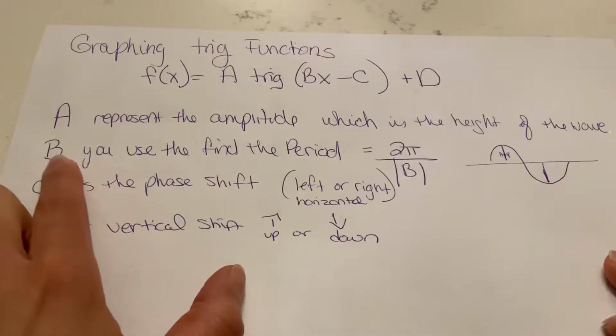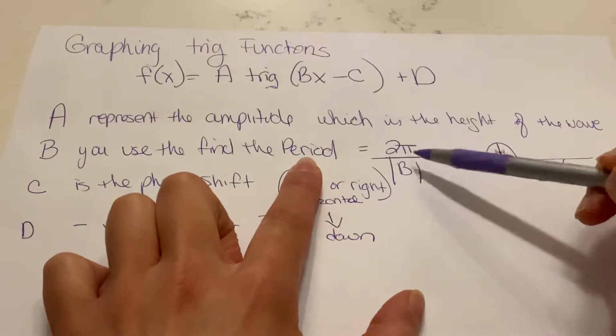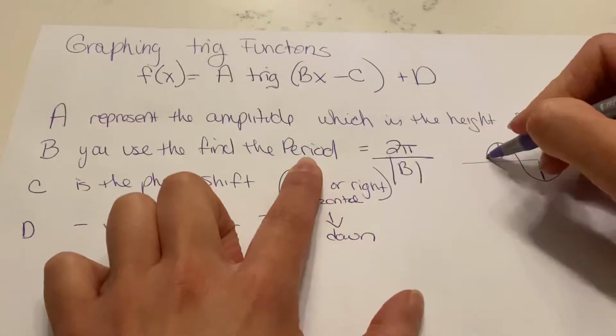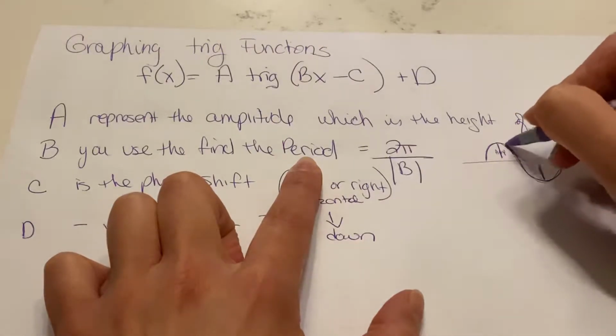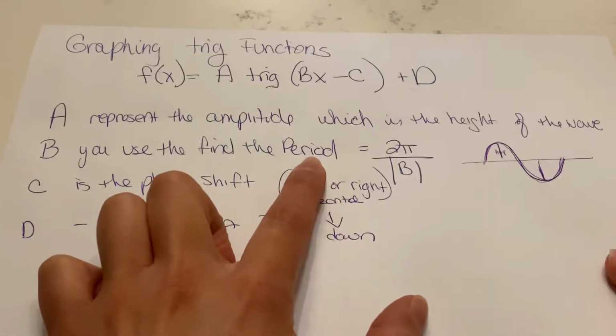B, you will use to find the period. The formula is 2 pi over B. What does the period give you? It gives you the distance of one full wavelength, how fast it is repeated. That's what the period gives you.